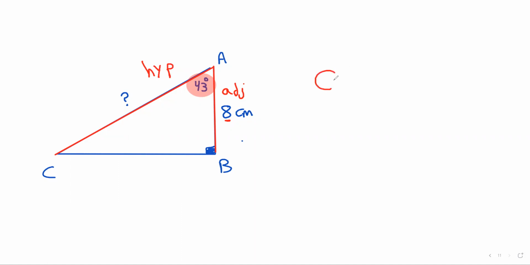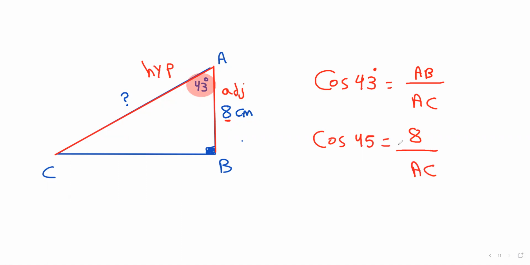Which trigonometric function are we going to use? We are going to use cosine. So cosine 43 equals adjacent AB over hypotenuse AC. So cosine 43 equals 8 over AC. I want to get AC, so make AC the subject. How can we change the subject? By multiplying by AC on both sides. Cancel them out. So AC multiplied by cosine 43 equals 8.